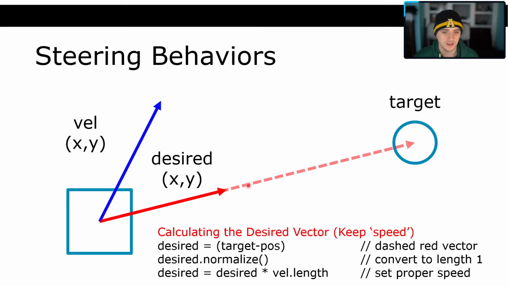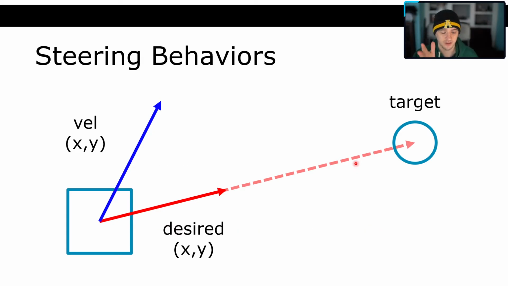But what we want is the desired red line. So in order to change the length of the dashed red vector into the length that we want, which is the length of the blue vector, we first normalize this vector, converting it to length 1. Then we take the desired vector, which is currently of length 1, and multiply it by the length of the velocity vector. That is how we get from this velocity to the desired velocity. And it's from subtracting the current position from the target position.